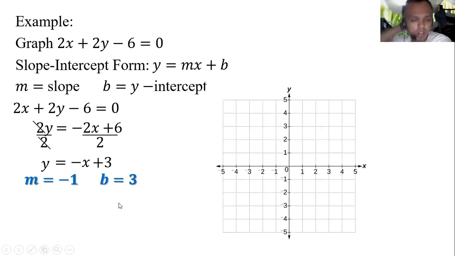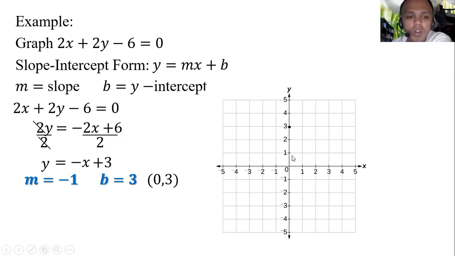Now, graph naman natin. Kapag yung slope natin is a single digit lang, just like here, negative 1. Start tayo sa y-intercept. Your y-intercept is 3, kasi nga, b yan, y-intercept. Ibig sabihin yung x is 0. So, ipa-plot natin yung 0 and 3 muna. Saan yung 0 and 3? For x-axis, ito yung 0 niya. For y-axis, ito yung 3 niya. So, saan yung point? Nandito.